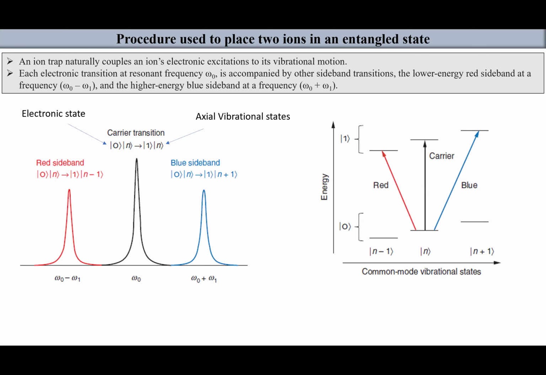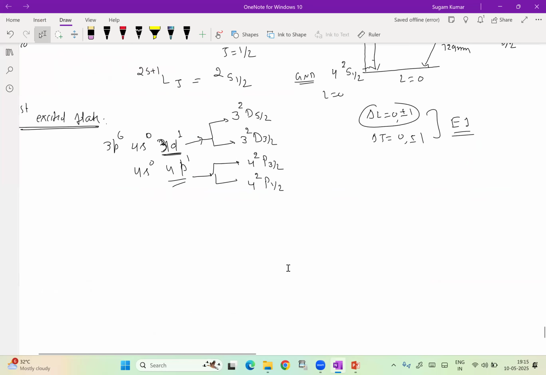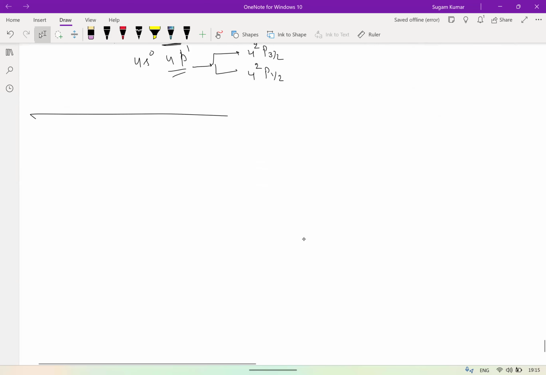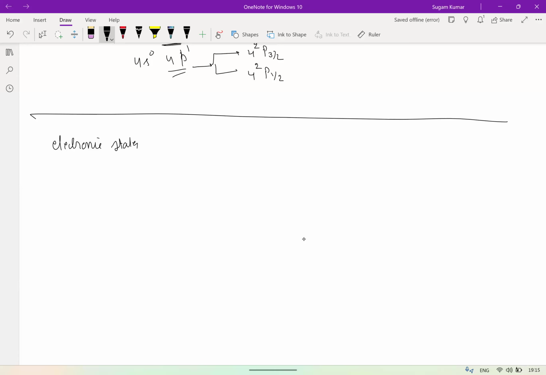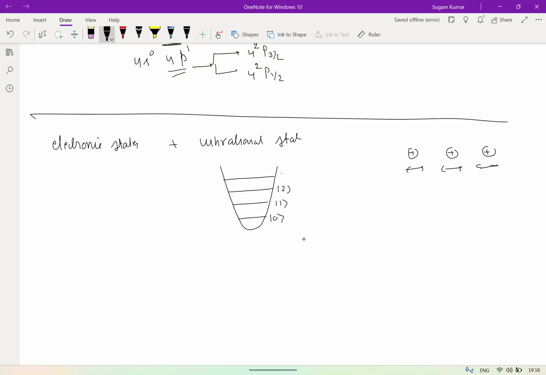So let me take you back to the notepad. So see what happens now. There are electronic states, plus there are vibrational states. When these ions, each of them calcium ions, are oscillating, they are like coupled oscillators, and they are going to produce a potential, and this potential is going to look like this. So when these ions are oscillating, this energy can be in this state, or in this state, or in this state, or in this state.